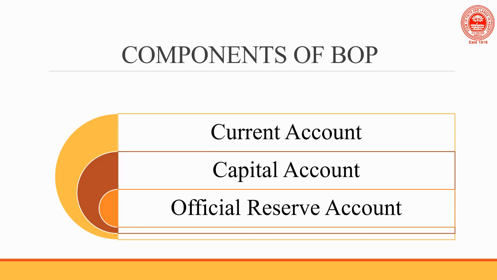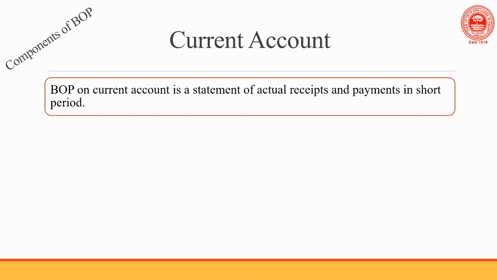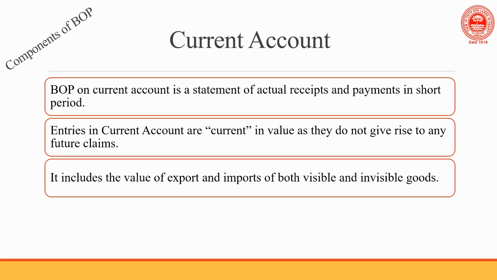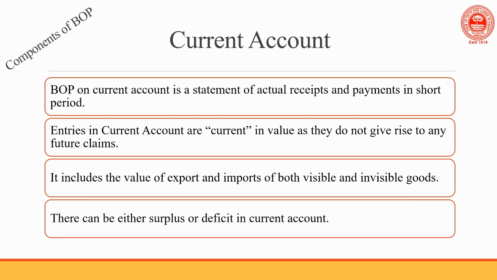So, talking about the current account, basically the balance of payments on current account is a statement of actual receipts and payments in short period. The entries in the current account are current in value as they do not give rise to any kind of future claims. And current account includes the value of the export and imports of both the visible as well as the invisible goods. Further, there can either be a surplus or a deficit in the current account.